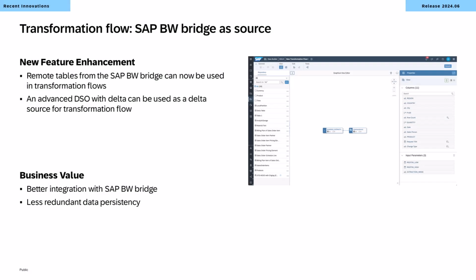In this user story, we're going to consume BW Bridge remote tables with and without Delta functionality. As a new feature, the transformation flow is now capable of leveraging remote tables from the BW Bridge as source. For this, the BW Bridge space needs to have the remote table shared with the space where you want to build your transformation flow, as you cannot build transformation flows in the BW Bridge space itself. Once you've shared it, you can use it inside of the transformation flow as source entity. This provides a better integration with the BW Bridge and obviously needs less redundant data storage and persistencies inside of a BW and Datasphere architecture. So how does that look practically?